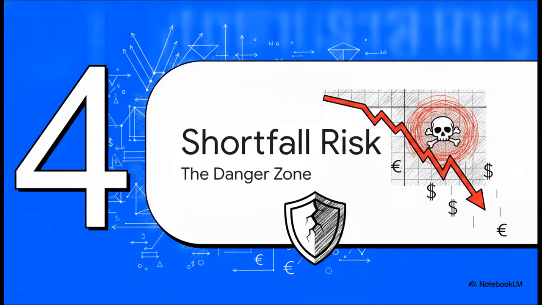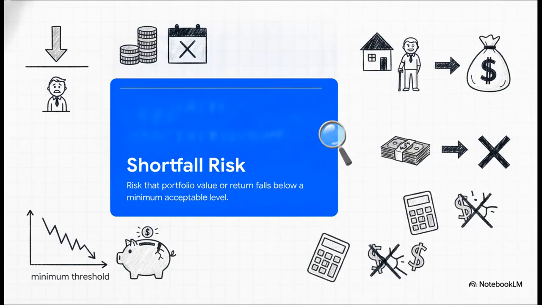Let's bring this back to reality in Section 4, understanding shortfall risk. We call this dynamic shortfall risk, and it is really the human element of portfolio math. It is the absolute danger of a client failing to meet their minimum survival threshold. Think about a retiree who needs to withdraw a specific amount every single year without invading their principal balance. If their portfolio drops below the return required to fund that withdrawal, they fail. Plain and simple. That is shortfall risk.